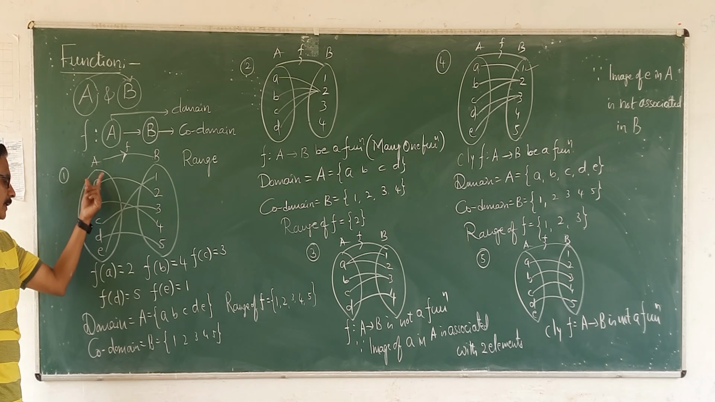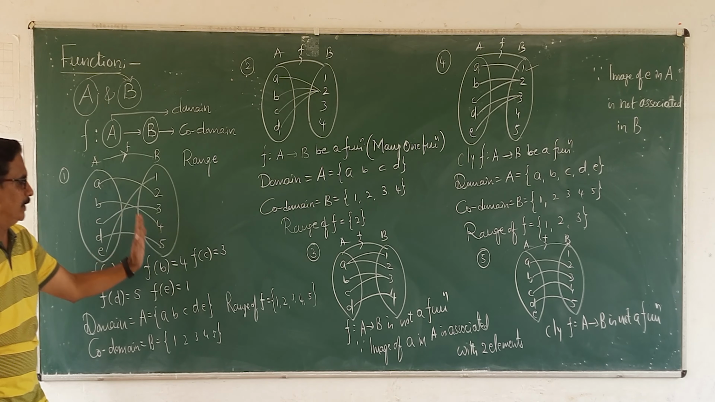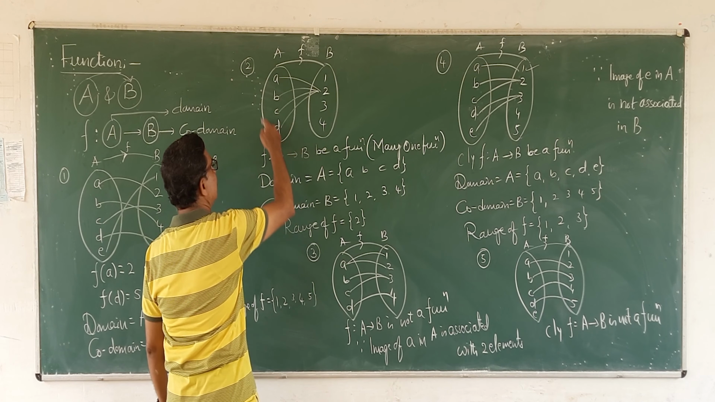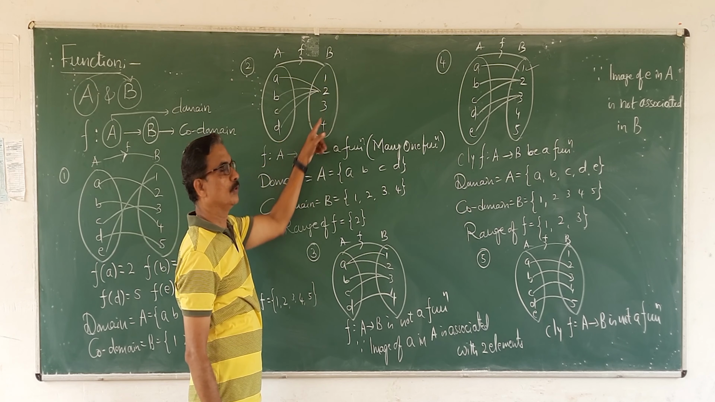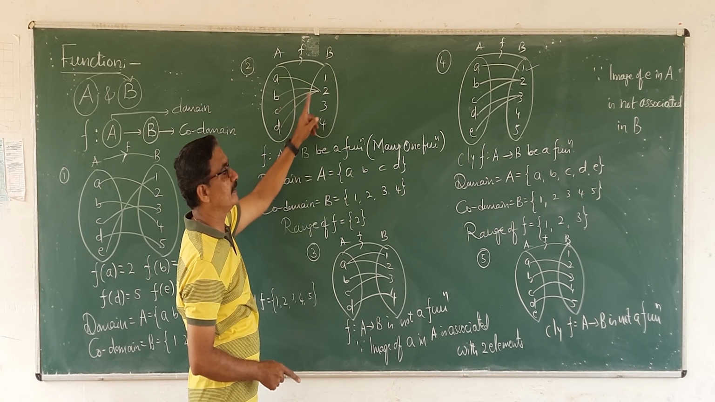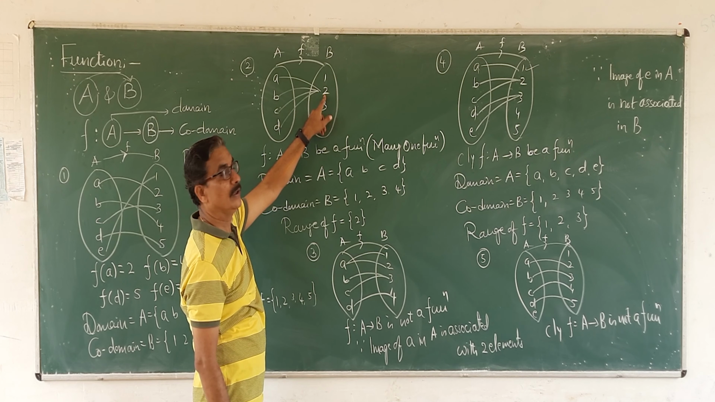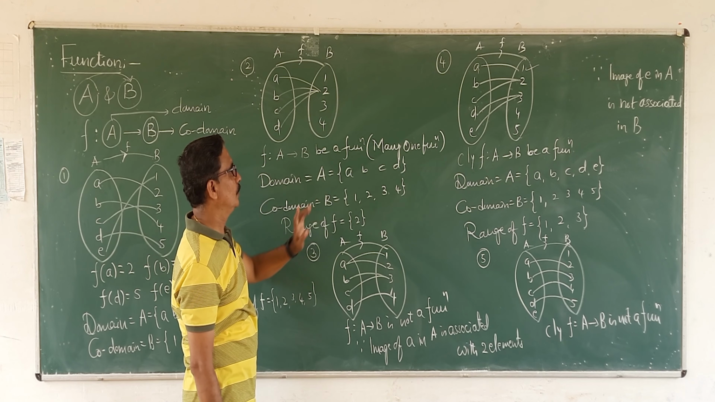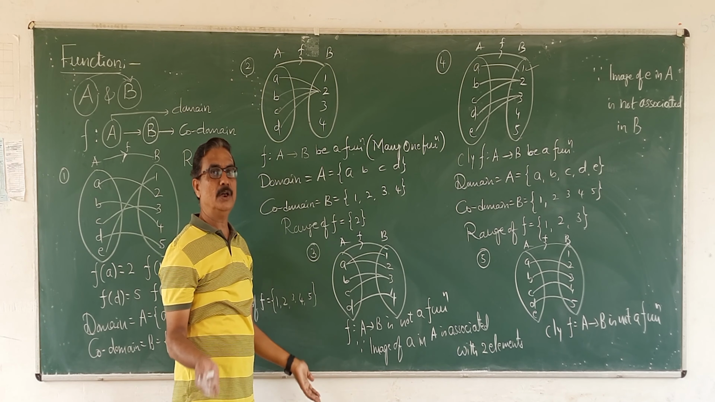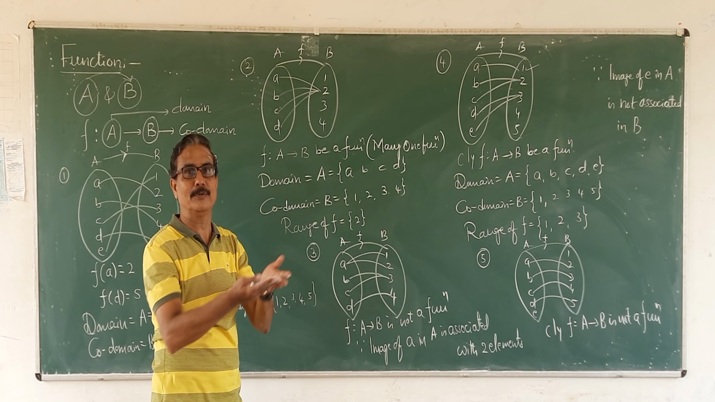In the first example, the domain is the set A, the codomain is set B, and the range is also the same values, namely 1, 2, 3, 4, 5. Whereas in the second example, the domain is A, B, C, D, the codomain is 1, 2, 3, 4. What is the range? The range is only one element, that is 2. Only 2 has images. There is no image for 1, 3 or 4, so the range is 2. This is known as a many-one function. All the elements meet at one place. It is a function and also known as a many-one function.